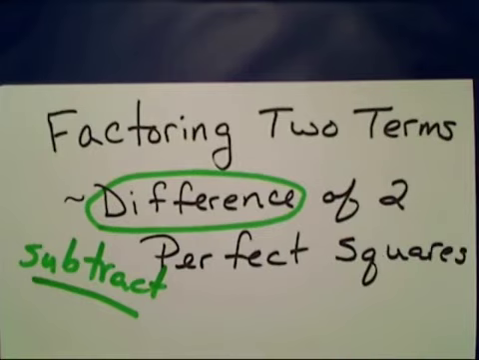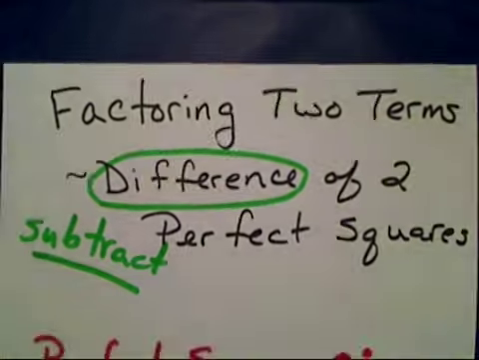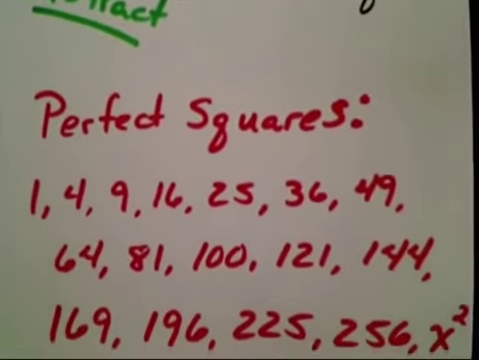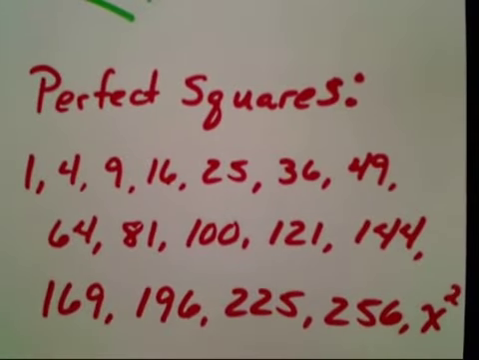A perfect square can be written as some number times itself. Because any number times itself would make a square, like a 2 by 2 square. Both sides are the same. So here's a list of the first 16 perfect squares that we should probably be aware of. If we're relatively aware of these numbers, looking for the difference of 2 perfect squares is a lot easier.